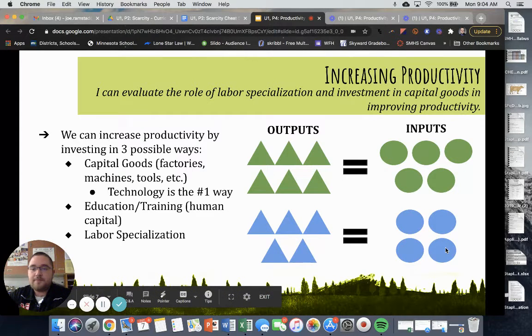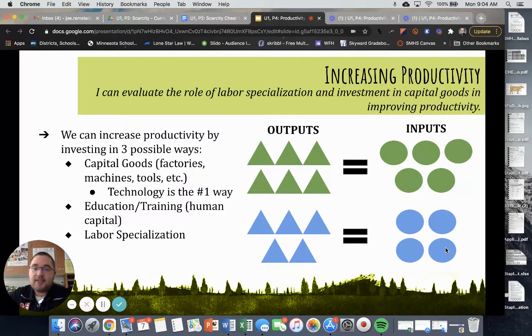We can increase productivity by investing in 3 possible ways: capital goods, education and training, and labor specialization. Capital goods are factory machines, tools, etc. Technology is the #1 way that we can increase our productivity overall.